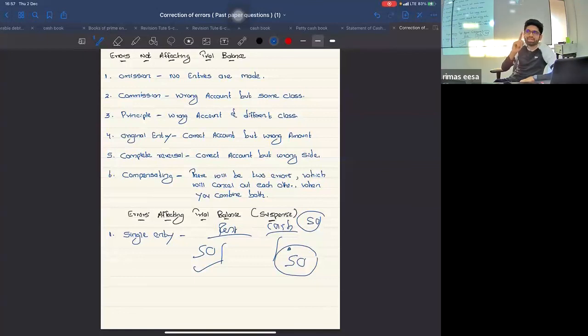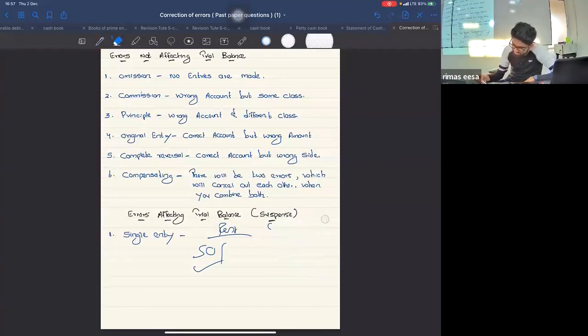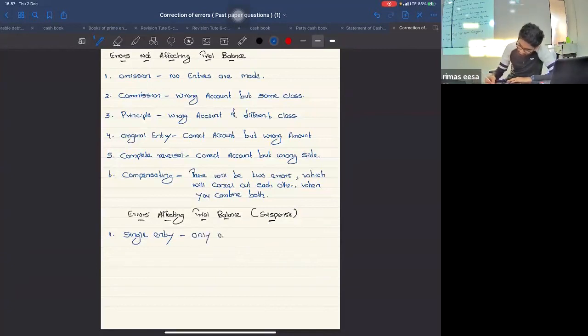So what do you mean by single entry? Only one entry is made. Now, if you look at it, only the debit entry is made. You have not made the credit entry. Haridhar, shall we write a note for that? What is single entry? Only one entry is made. Next to single entry, you can say only one entry is made. Right? That is single entry.